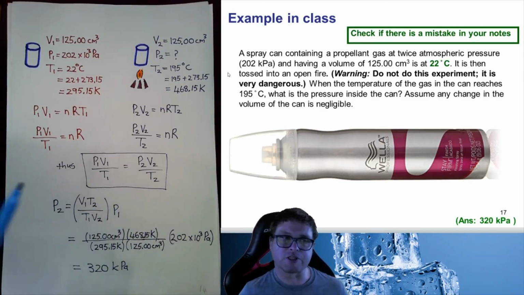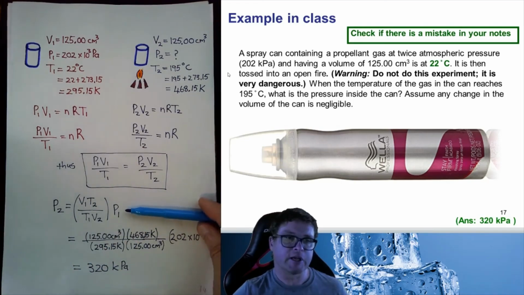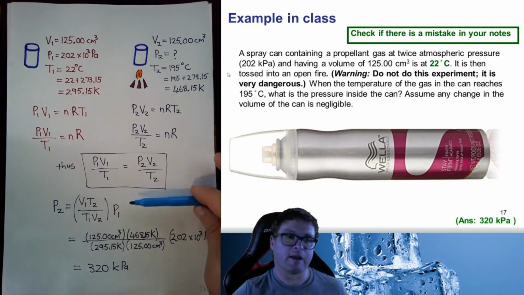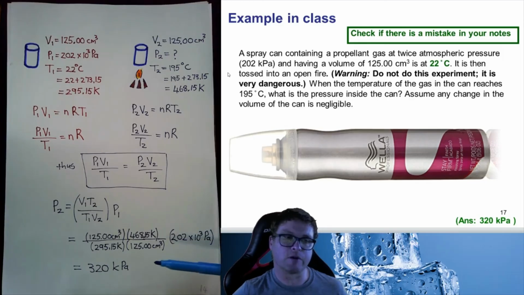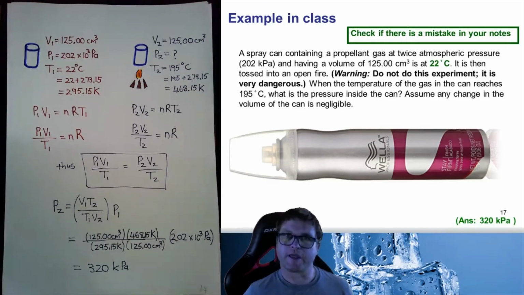We're asked to calculate what P2 is, so we can simply rearrange, and we get this expression. Then we can make use of the relevant volumes and temperatures, and we conclude by calculating that pressure 2 is 320 kilopascals. So this concludes this chapter where we dealt with temperature and thermal expansion.